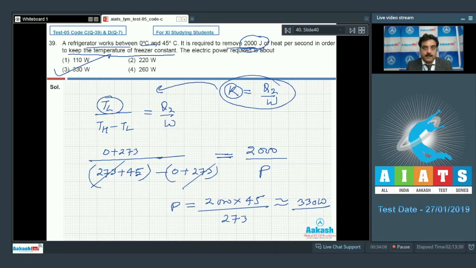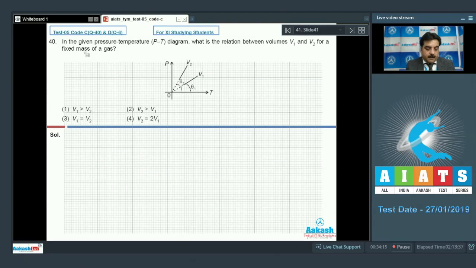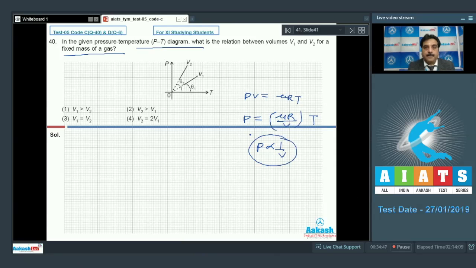Let's move on to question number 40. In question number 40, in the given pressure-temperature diagram, what is the relation between volumes V1 and V2 for a fixed mass of a gas? Because we know PV is equal to mu RT. So if I write only P, it is mu R divided by V into T. For a given temperature, I would like to say that at constant temperature, pressure is inversely proportional to volume. Now I am going to see the graph.